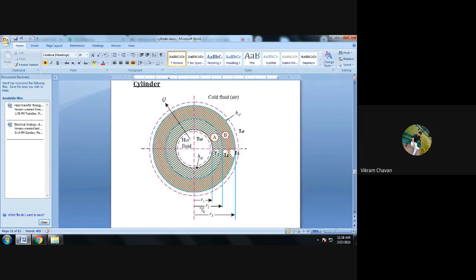Getting everyone? Show appropriate radius, and we have to show the direction of heat transfer. Heat is flowing only in one dimension, so we consider one dimensional heat transfer. Heat is flowing in a radial direction. Radial direction means from the center axis of the cylinder towards the surface of the cylinder. This direction of heat flow is radial heat transfer. Draw a freehand sketch.